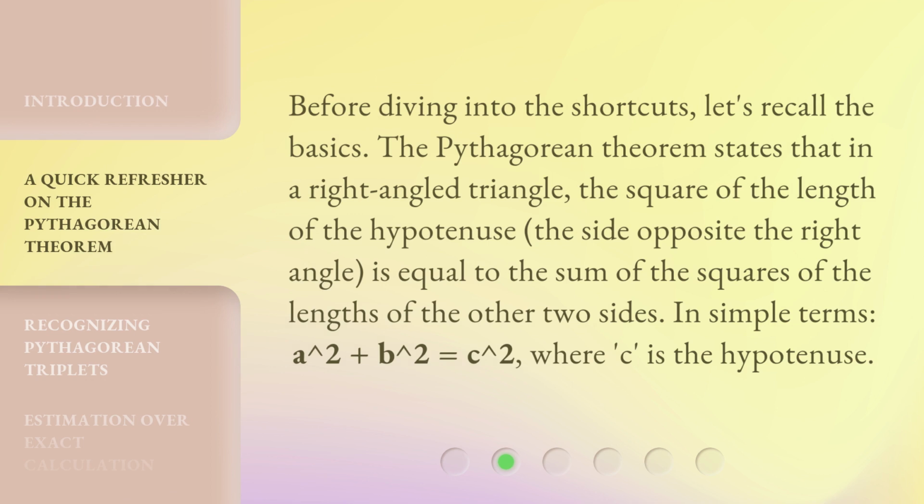Before diving into the shortcuts, let's recall the basics. The Pythagorean theorem states that in a right-angled triangle, the square of the length of the hypotenuse, the side opposite the right angle, is equal to the sum of the squares of the lengths of the other two sides. In simple terms, a squared plus b squared equals c squared, where c is the hypotenuse.